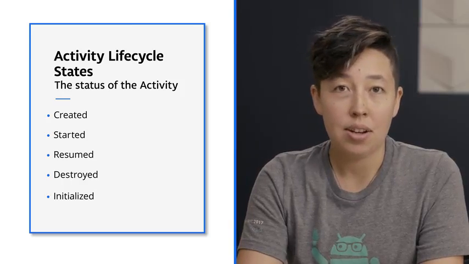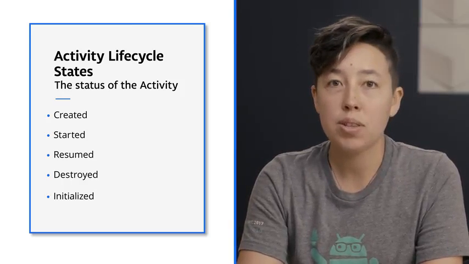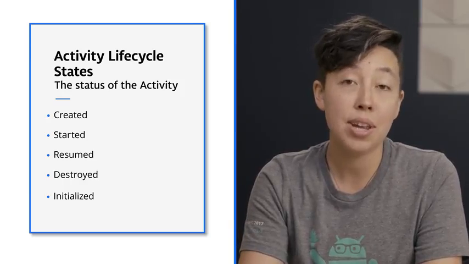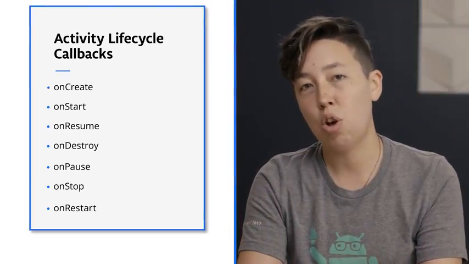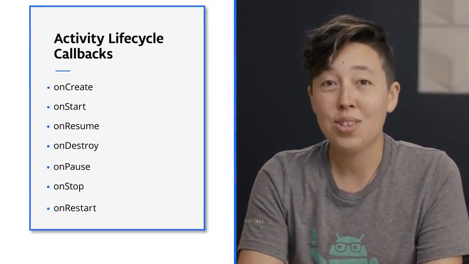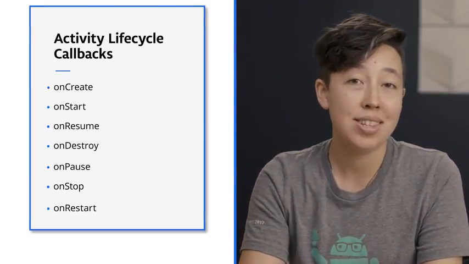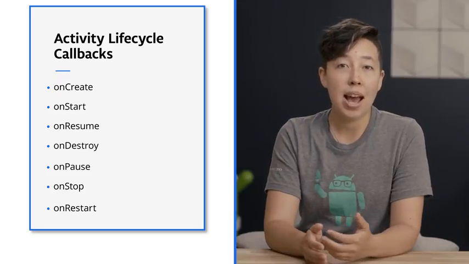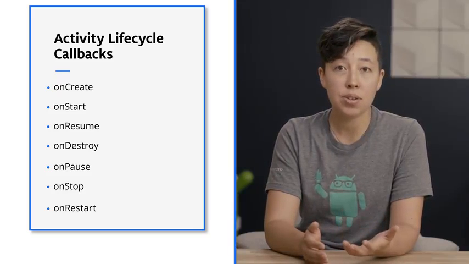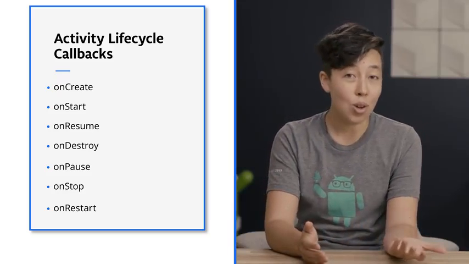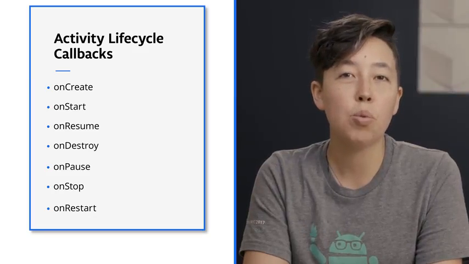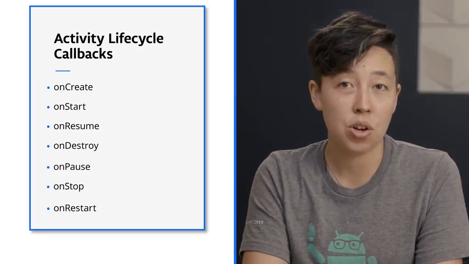Now, more often than not, you're going to want to change some behavior or run some code when the activity lifecycle state changes. Therefore, the activity class and any of its subclasses have these activity lifecycle callback methods. These methods are called when the activity moves from one state to another. You can perform an action when the activity enters a certain lifecycle state a few ways, but the most straightforward is by overriding one of these callback methods. It's important to know both when they are called and what to do in each callback.